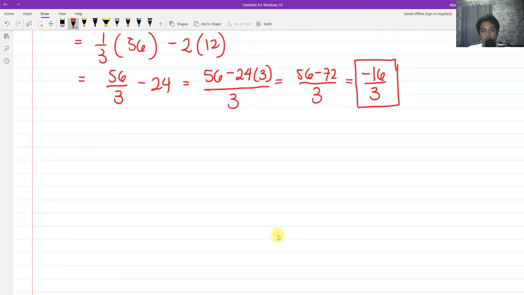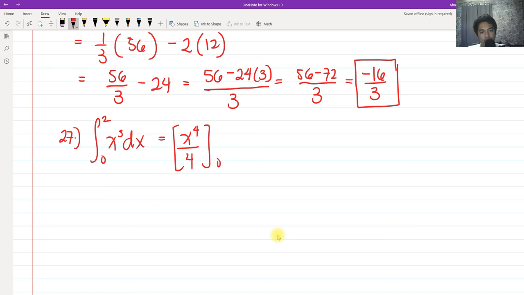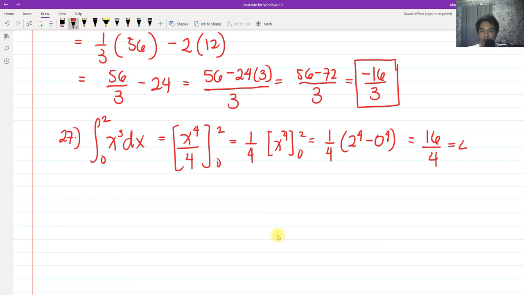So let's go now for number 27, I think. So the integral of x cubed dx from 0 to 2, it's very easy. That is x raised to 4 all over 4 evaluated from 0 to 2. So we can factor out 1/4, then evaluate x raised to 4 from 0 to 2. So that must be 1/4 of 2 raised to 4 minus 0 raised to 4. So 2 raised to 4 is 16. So we have 16 all over 4, and 16 all over 4 would be 4.